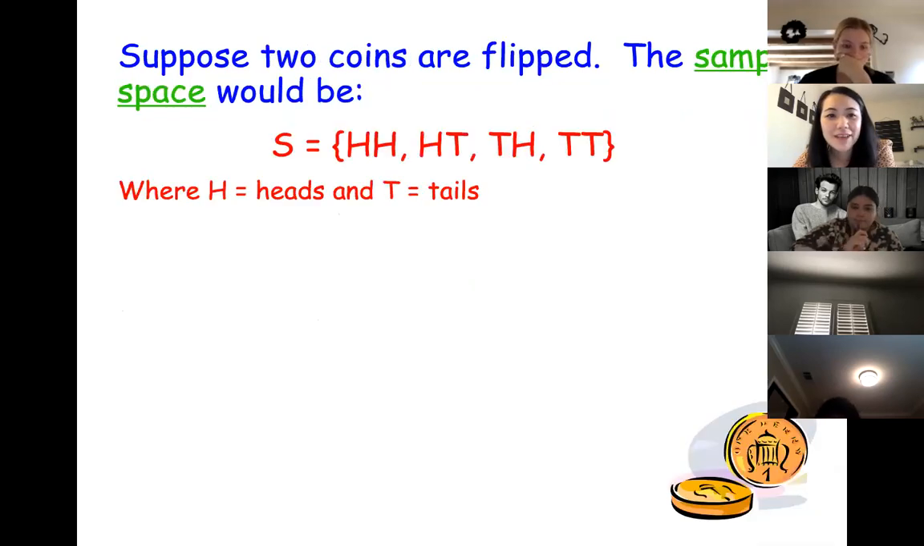Here's another example, with no numbers. This is flipping 2 coins. The possible outcomes are you can get heads, heads; heads, tails; tails, heads; or tails, tails. This is another example of how to write the sample space.